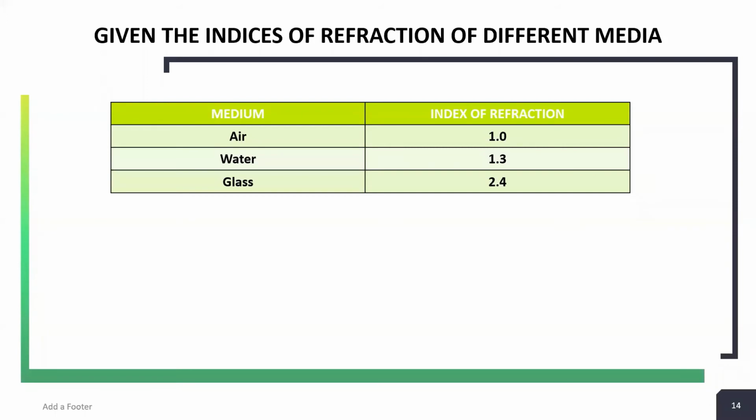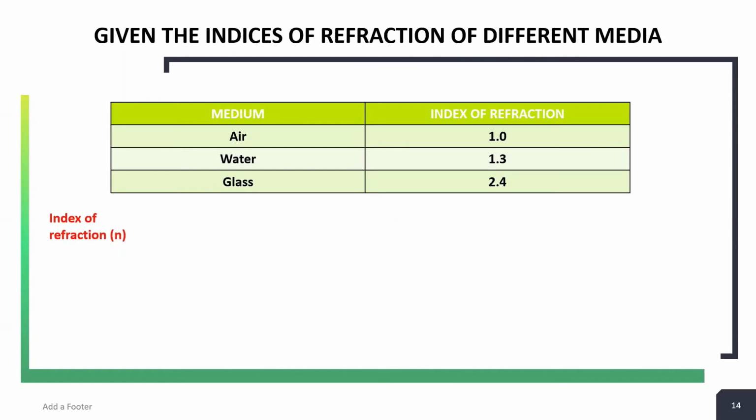Given the indices of refraction of different media, we have here the materials or medium, air, water, and glass, with the equivalent index of refraction. Air 1.0, water 1.3, glass 2.4.